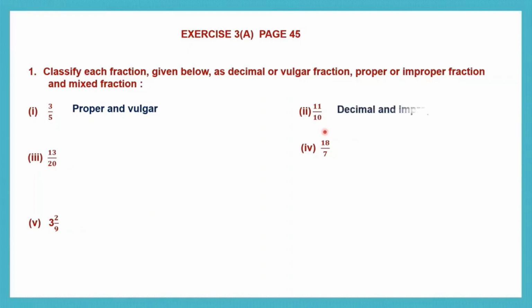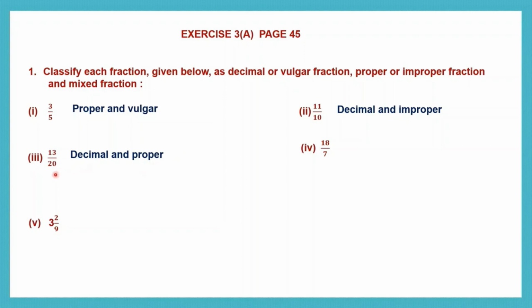So this is a decimal fraction and an improper fraction. Why decimal? Because it has a denominator which is 10. Why improper? Because the denominator is smaller than the numerator. So this is a decimal fraction and also an improper fraction. Next one, 13 by 20. Now this is a decimal fraction and a proper fraction.